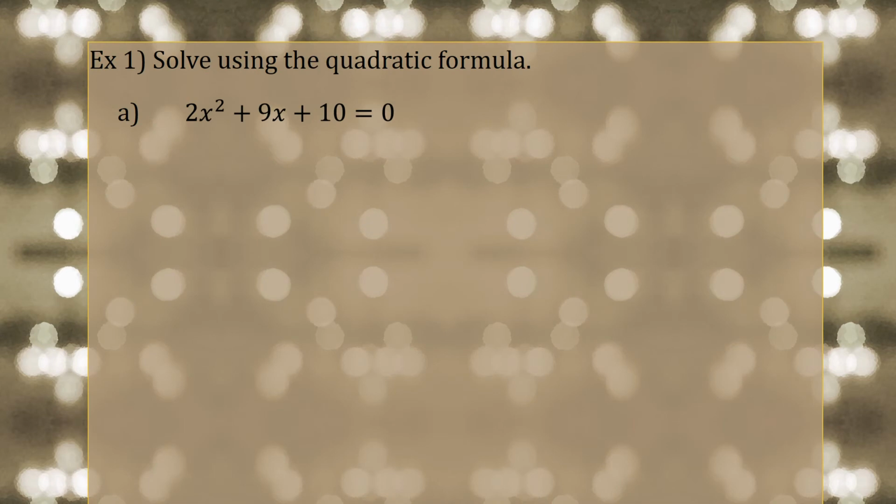Example 1. Solve using the quadratic formula. For a, we have 2x squared plus 9x plus 10 equals 0. Now, according to the directions, we must use the quadratic formula. So here it is in the upper right-hand corner of the screen. The first thing we have to do is check the form. Is this written in the correct order? Meaning, first, does it equal 0? Yes. Second, is it in the correct descending order? Yes. Since it is in the correct order, now we are ready to identify the a, b, and c.